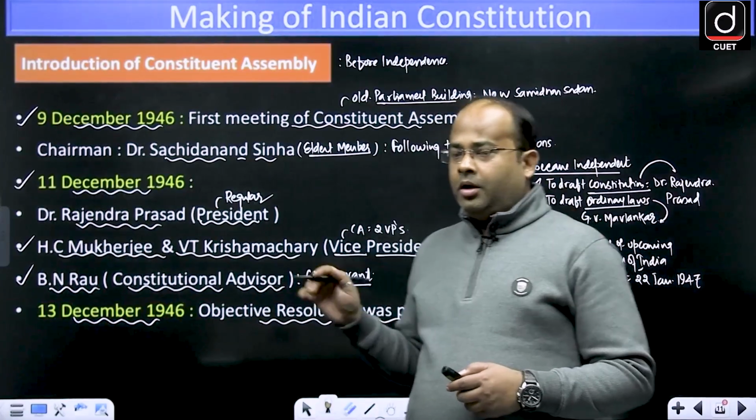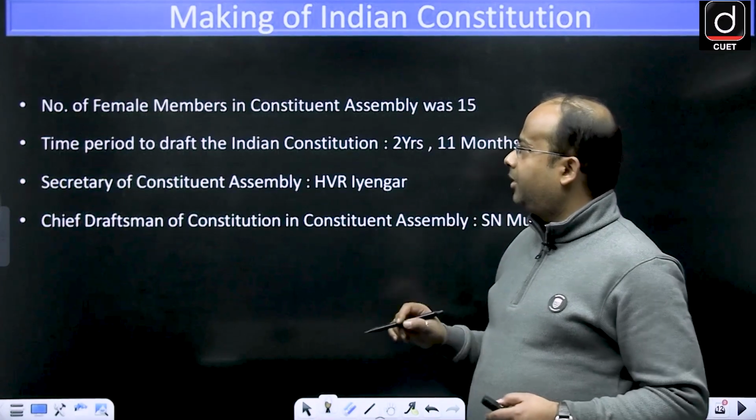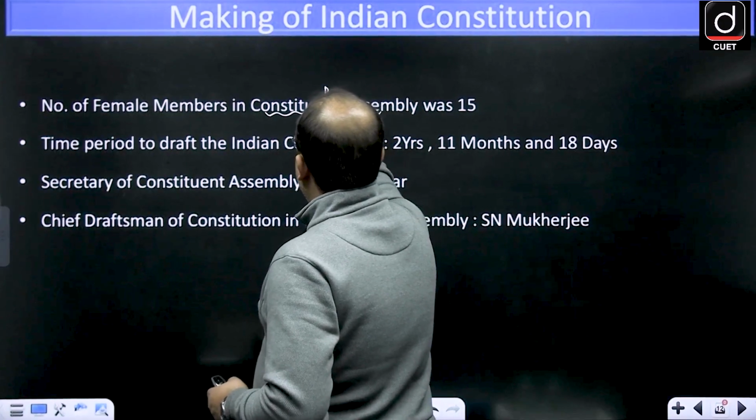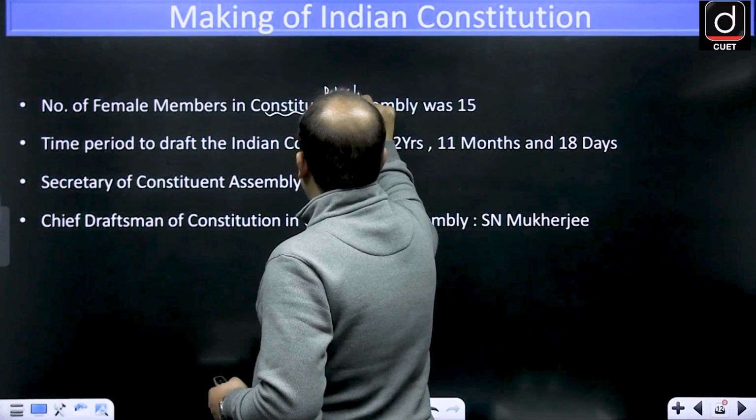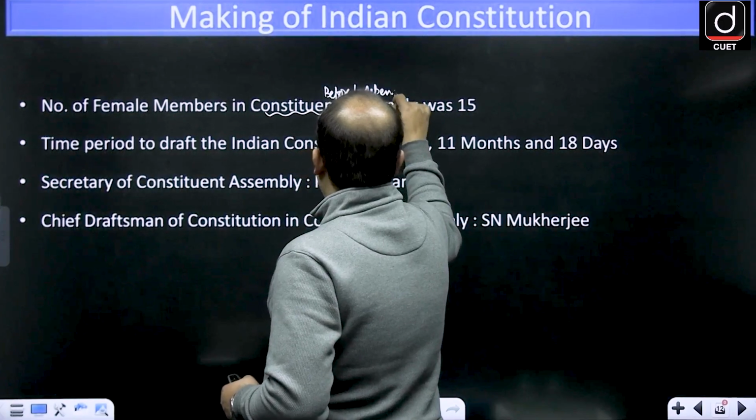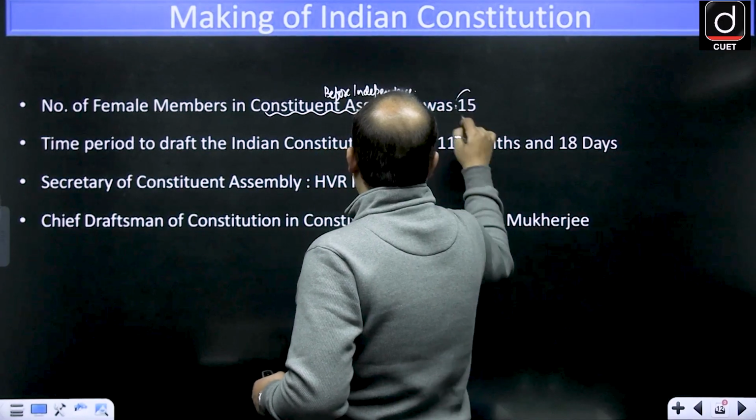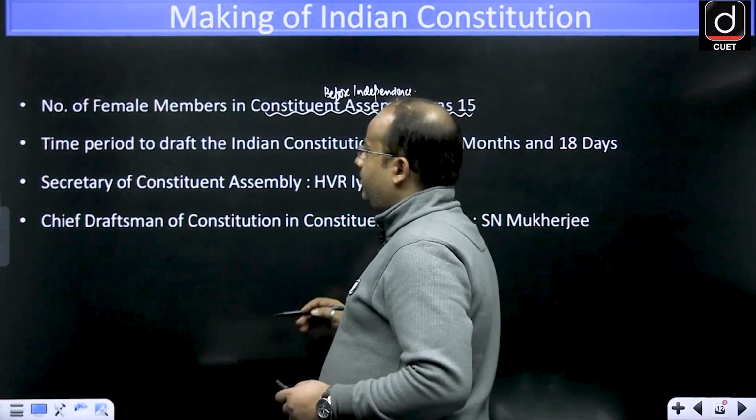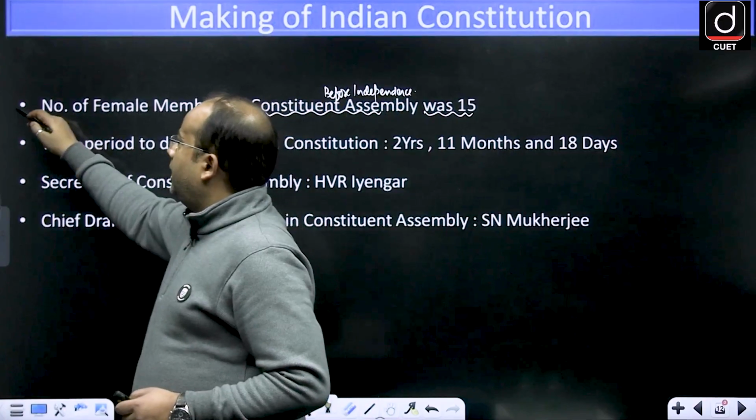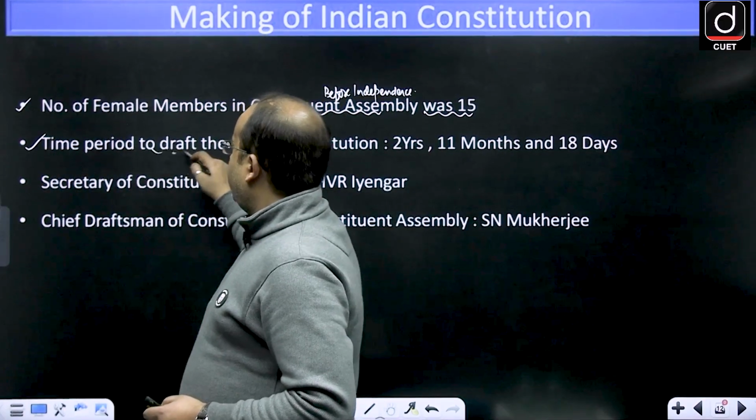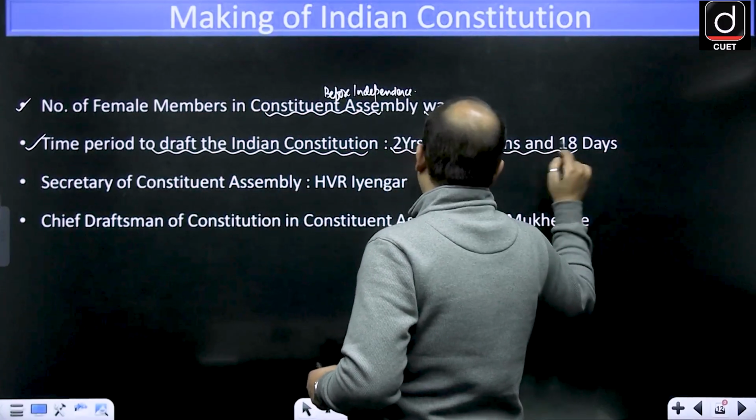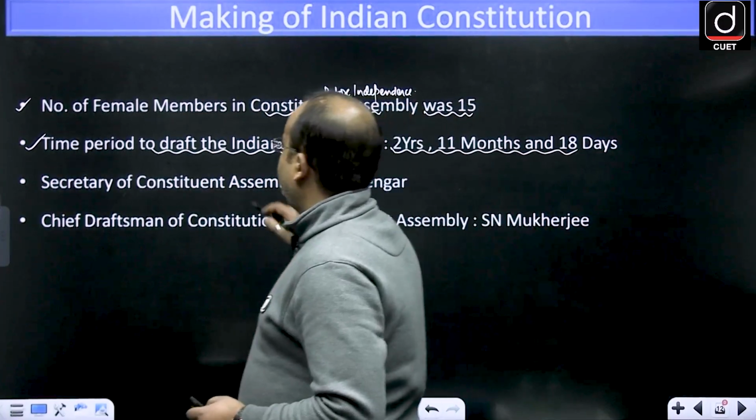Okay. Now guys, let's see the number of female members in the Constituent Assembly before independence. It was 15. And the time period to draft the Constitution of India was 2 years, 11 months and 18 days, and it took 11 sessions.